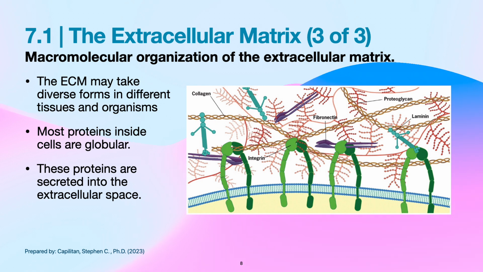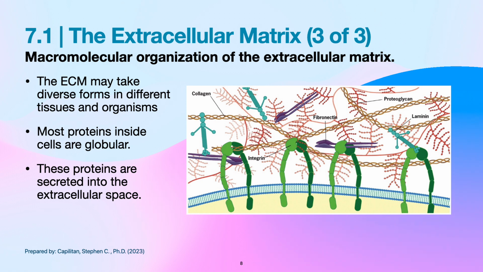Macromolecular organization of the ECM is one of the purposes of this lecture, because it can take diverse forms in different tissues and organisms. Most of the proteins inside of these cells are globular in shape. These proteins are secreted into the outer portion, or the extracellular space. In the figure, you can see the proteins and polysaccharides, which will be discussed in the following sections.